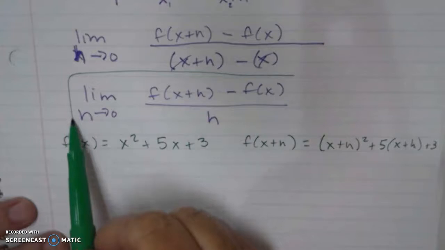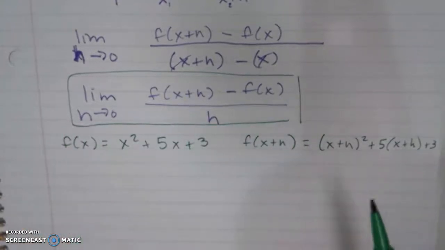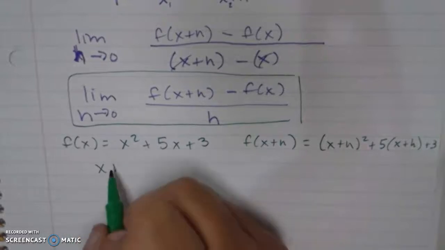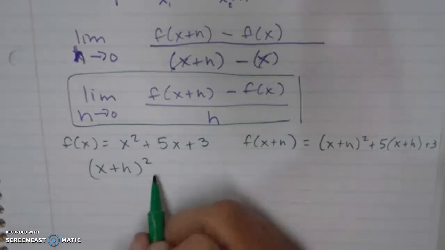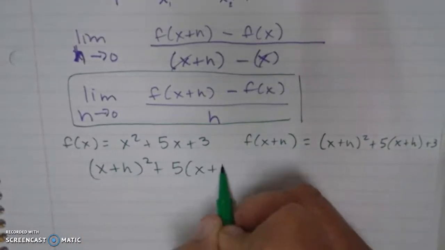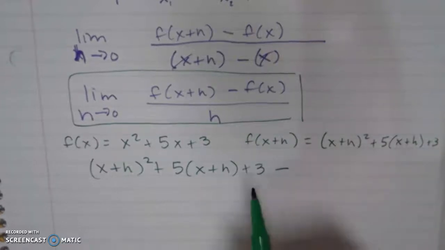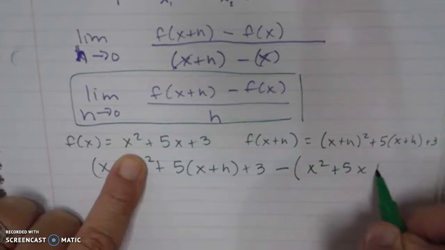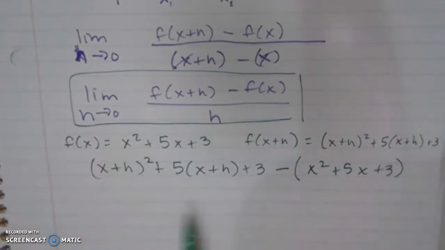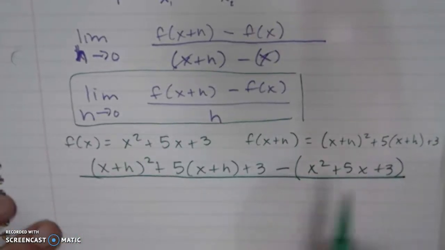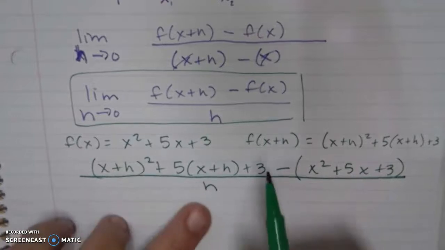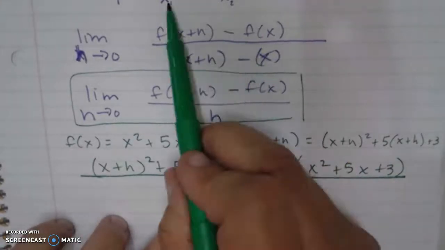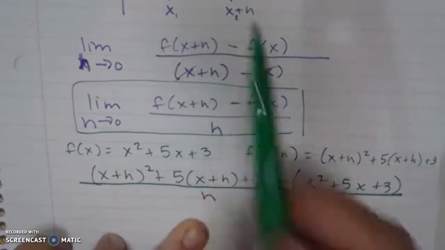This is the famous limit definition of a derivative. So I'm going to first plug in x plus h. So I get x plus h squared plus 5 times x plus h plus 3. Now I'm going to subtract f of x. F of x is x squared plus 5x plus 3. And then all of that is going to go over h, because we know that our x's are going to cancel when we do our x sub 2 and our x sub 1, and you'll be left with h.